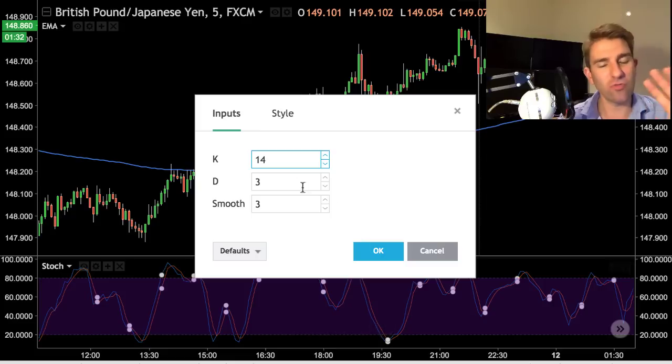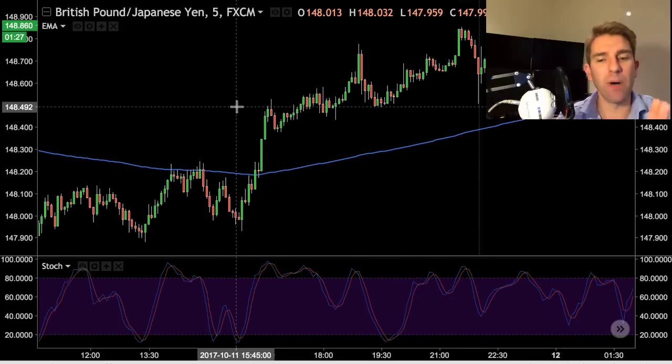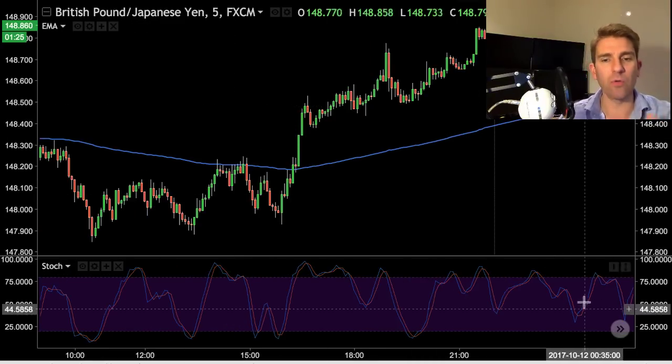I have up here a 200 period exponential moving average. I also have a stochastic on reasonably standard settings of 14, 3, 3. You can be flexible with this, but you'll see in a second what the whole criteria is.